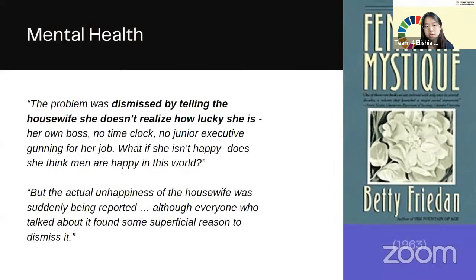Lastly, let's go to mental health. So if we go back to the problem of women feeling an unknown problem in the 60s, their legitimate mental health issues were being dismissed. This is best stated in another line in The Feminine Mystique. So the first quote states, "The problem was dismissed by telling the housewife she doesn't realize how lucky she is. Her own boss, no time clock, no junior executive gunning for a job. What if she isn't happy? Does she think men are happy in this world?" And the second quote is, "But the actual unhappiness of the housewife was suddenly being reported, although everyone who talked about it found some superficial reason to dismiss it."